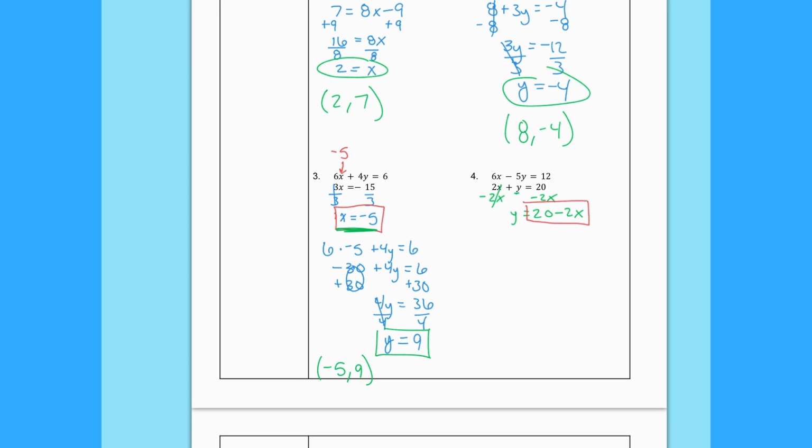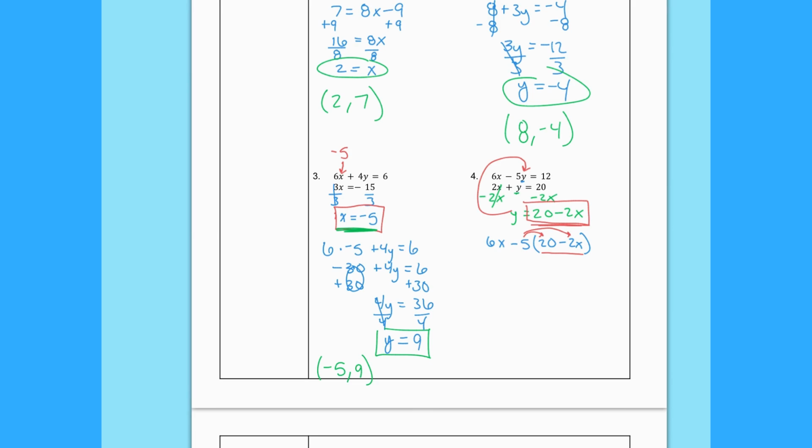So we're going to go up to the other equation, and where I see the y, I'm going to replace the y with this whole thing, 20 minus 2x. So we're going to start with the 6x minus 5, but instead of 5 times y, we're replacing that y with what y is equal to. Y is equal to all of this, 20 minus 2x. And then I have to put that in parentheses so that I make sure I multiply negative 5 times everything, which means I'm going to have to do distributive property to make sure I multiply negative 5 times everything.